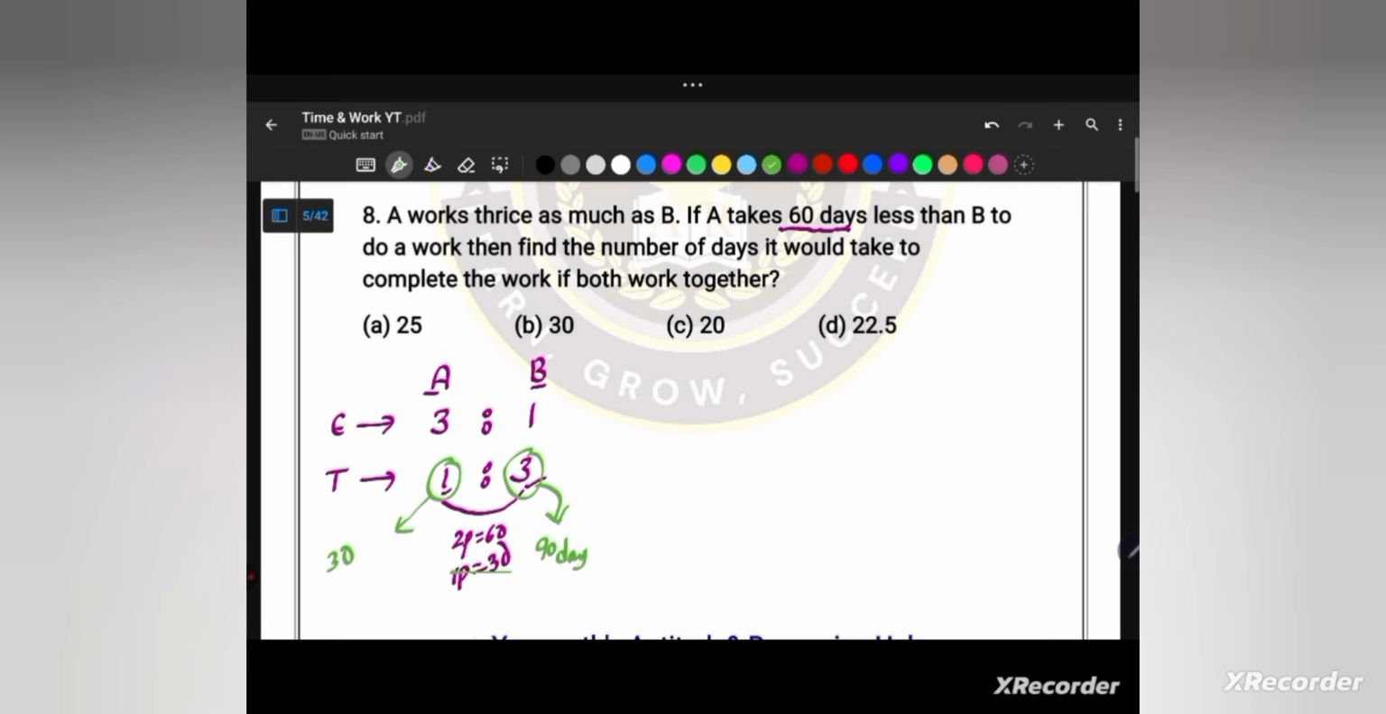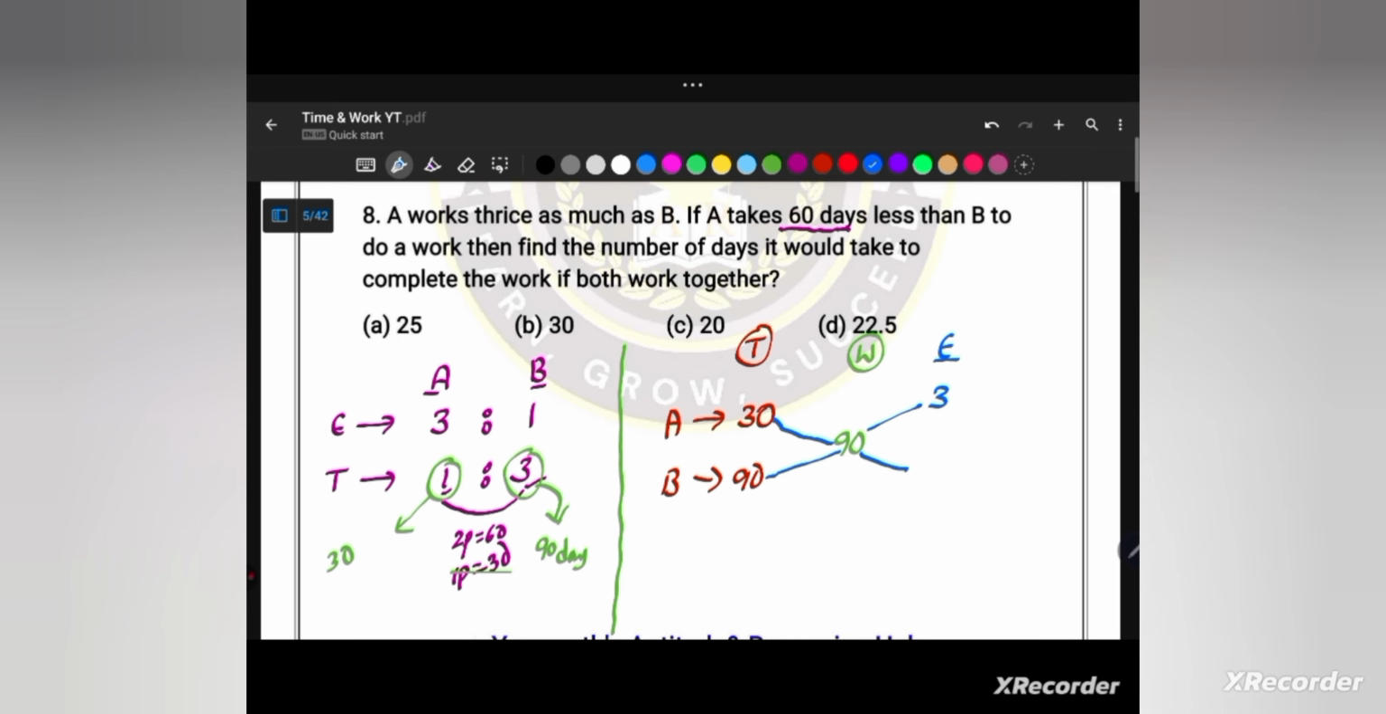Now we have found the time taken by each of A and B. We will be doing the normal method. A is taking 30 days, whereas B is taking 90 days. These are the time periods we found with the given information. Next we will be finding the work. Whatever the method, I will be taking the LCM method. So work will be 90 units. Next we will be finding the efficiency. A's efficiency will be 90 by 30, which means 3 units per day. Coming to B, 90 by 90 means 1 unit per day.